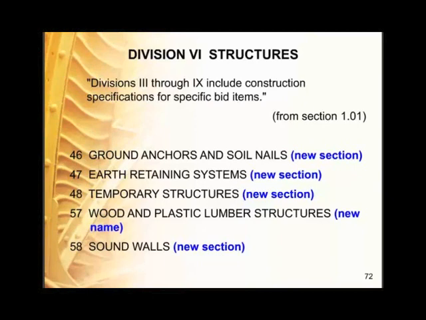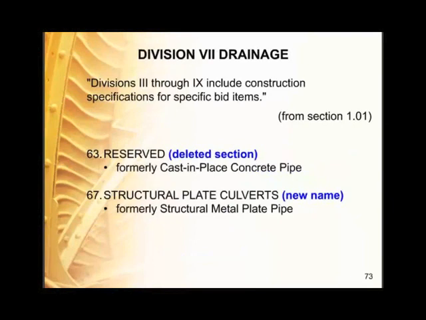Section 57, wood and plastic lumber structures. It's a new name, but what we did is we added in the treated timber requirements from Section 58. We gained a new section, which we now have for sound walls. So Section 58 has all the sound wall requirements. Division 7 is drainage. 63 is the reserve section now. It used to be cast-in-place concrete pipe. Section 67 has a new name. It used to be structural metal plate pipe.